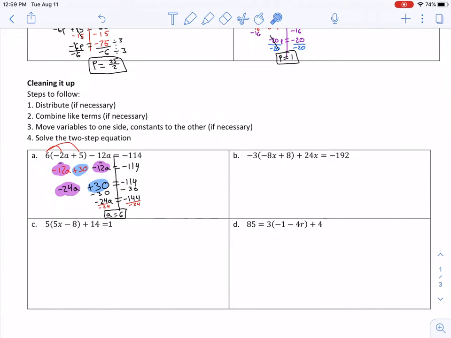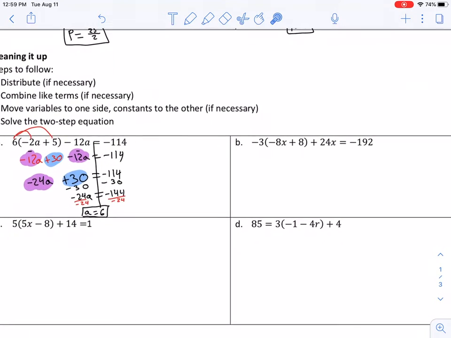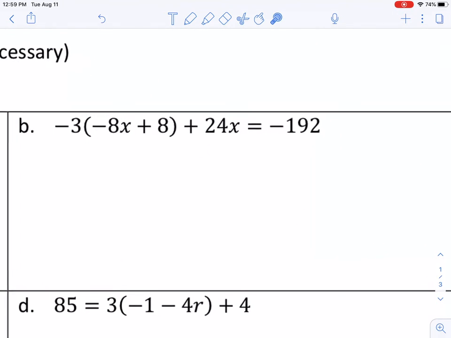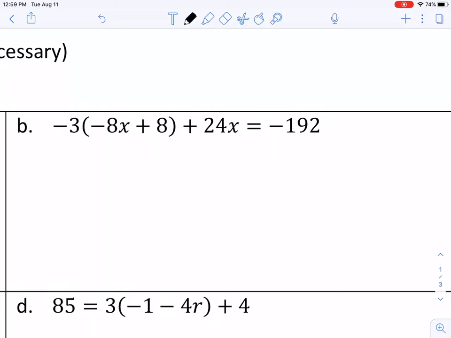I'm not going to do all of these. I'm just going to do a couple more. Let's take a look at this one here. So I have distribution. Negative 3 times negative 8 is a positive 24x. Negative 3 times a positive 8 is a negative 24. So I took that, multiplied it, got this. Took this, multiplied it, got this. Plus 24x equals negative 192.